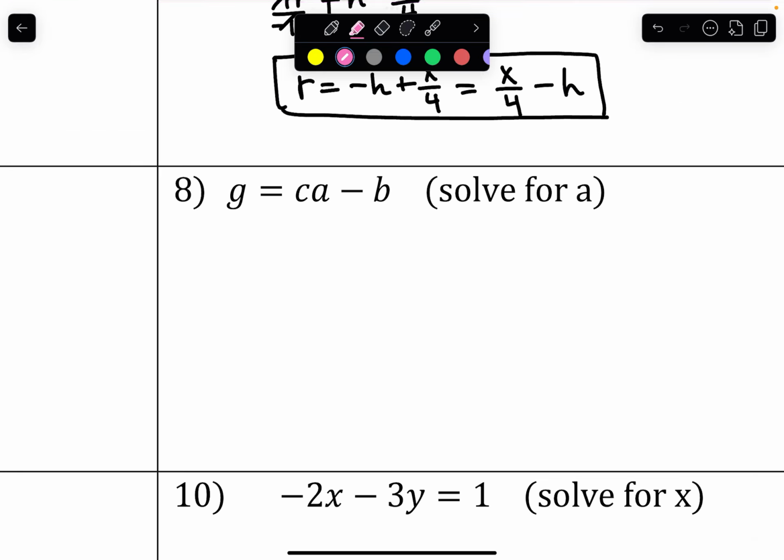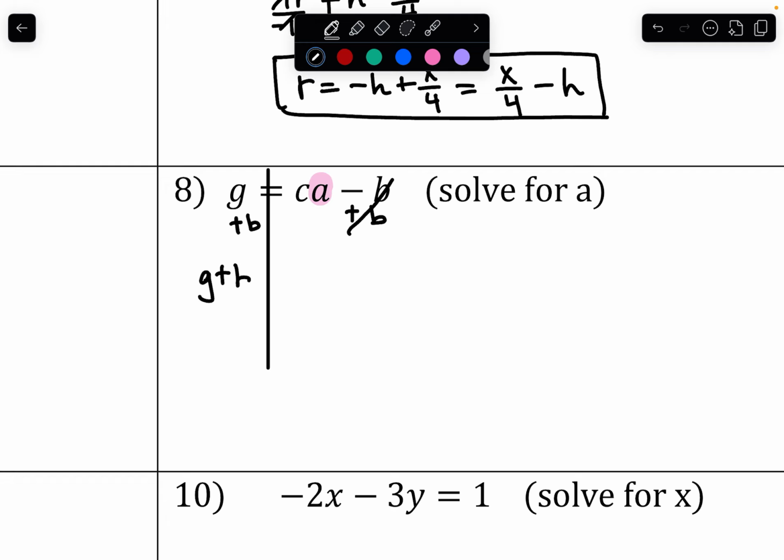Okay, this next one, we are solving for a. And so our first step is to get rid of what's not attached to a. And so in this case, that's b. And so I have g plus b on the left and c times a. You can put your multiplication dot if that helps. And then still trying to isolate a, we need to divide by c. And make sure you divide the entire side, not just the g, not just the b. The entire left-hand side gets divided by c.